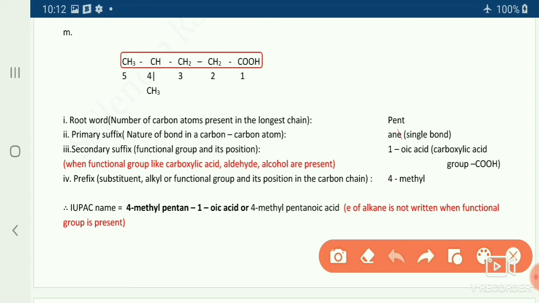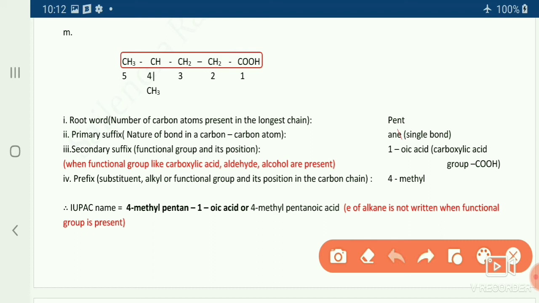Then we have a secondary suffix. Why? Because one functional group is there. And what is the position of this functional group? 1. And what is the symbol for COOH? It is oic acid, carboxylic acid. The symbol is oic acid, 1-oic acid, okay, and the position.